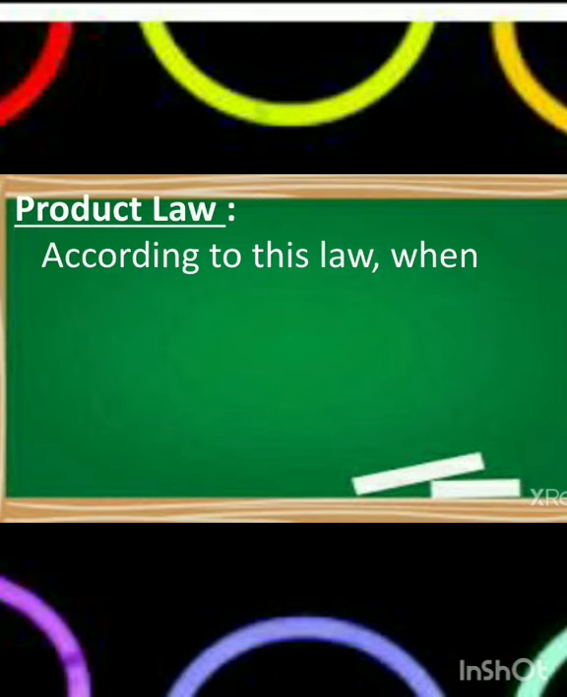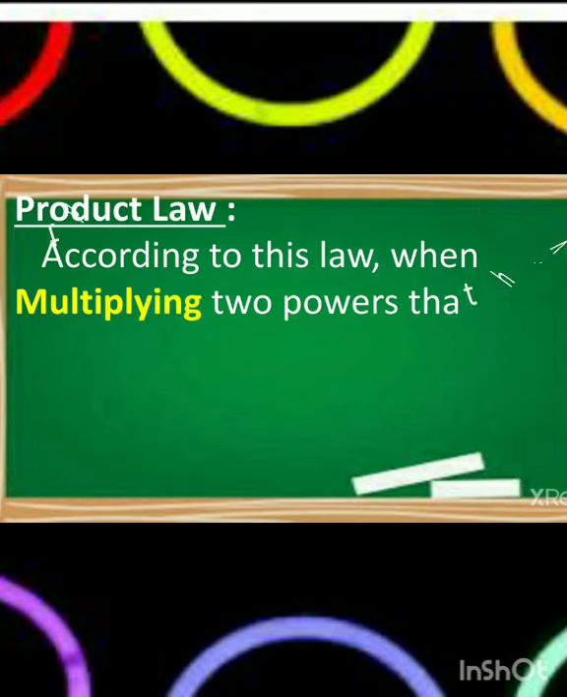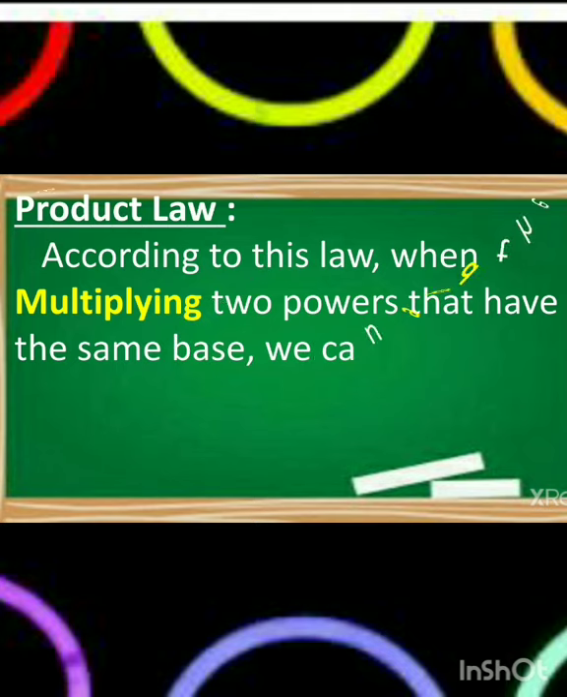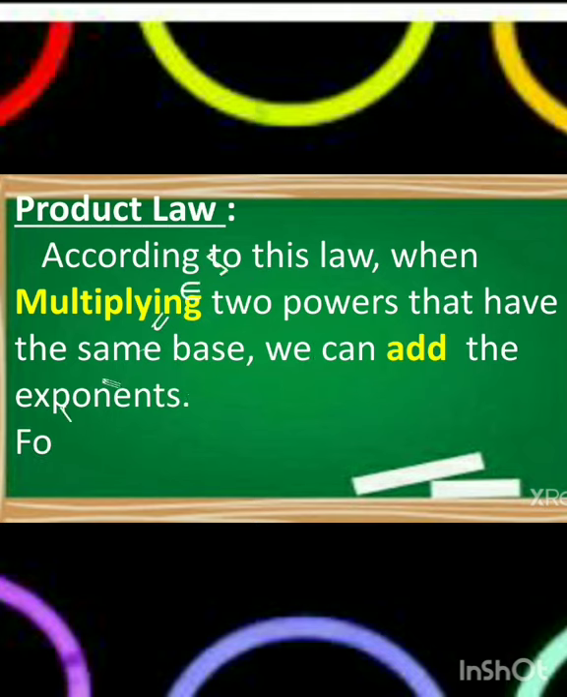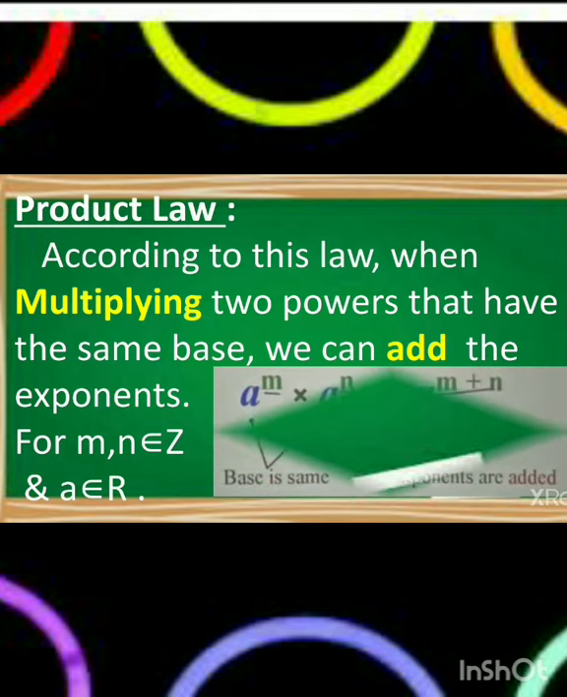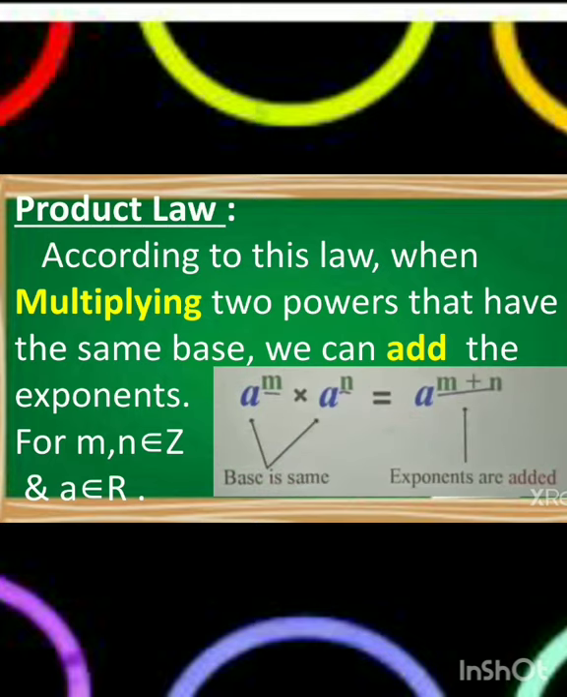According to this law, when multiplying two powers that have the same base, we can add the exponents. For m, n belongs to Z and a belongs to R, a power m into a power n equal to a power m plus n. If the base is same, exponents are added.